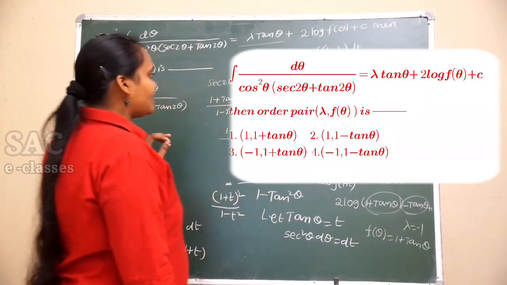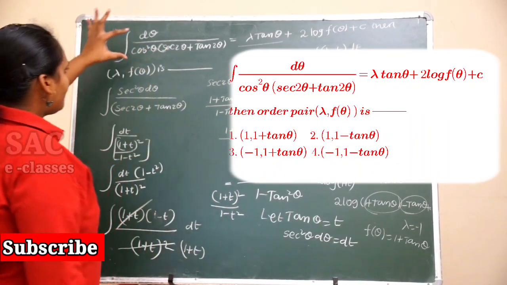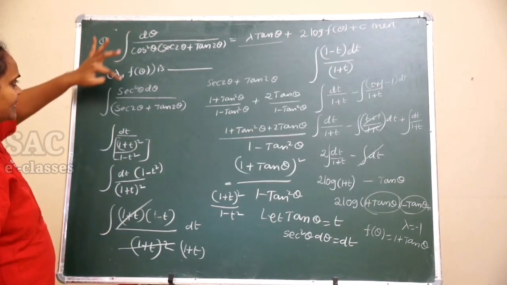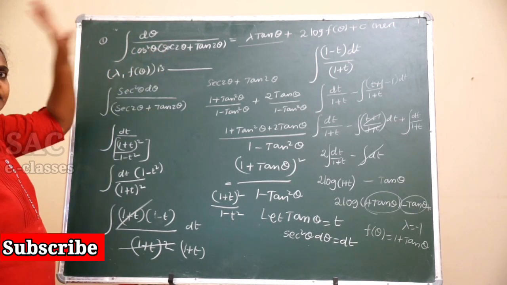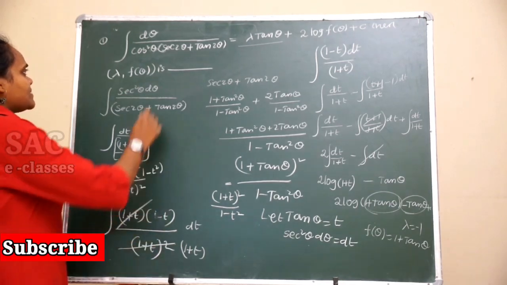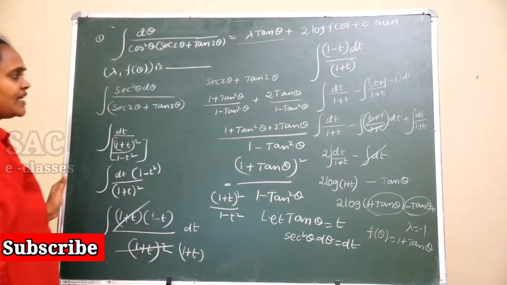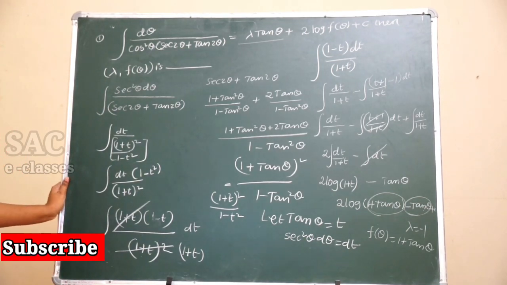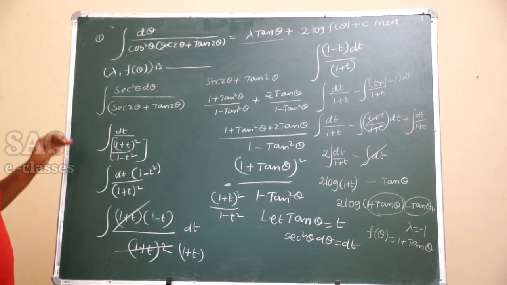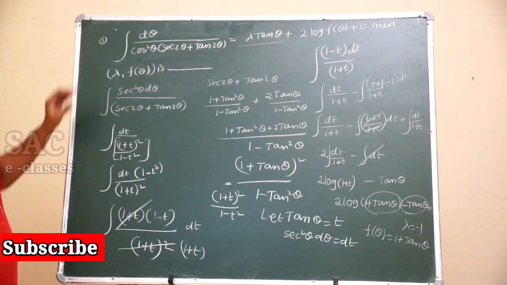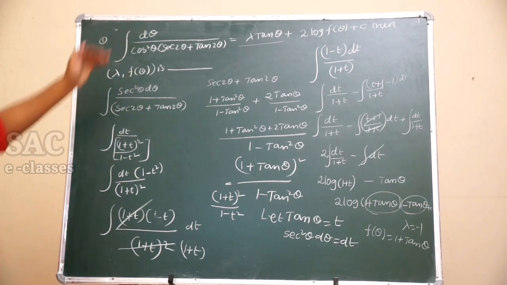Here the thing is very simple. First of all, I have written d theta by cos square theta as secant square theta d theta. Later I simplified and converted into terms of t. Later on I have split it. From there onwards you can understand very easily. This is a very important PYQ and this can be asked in many ways.